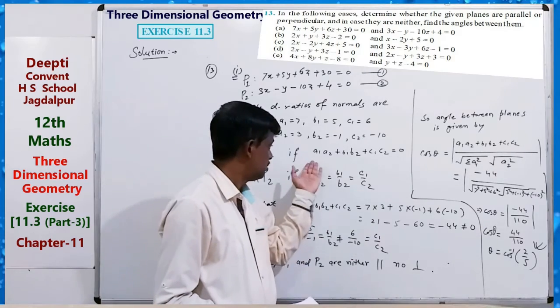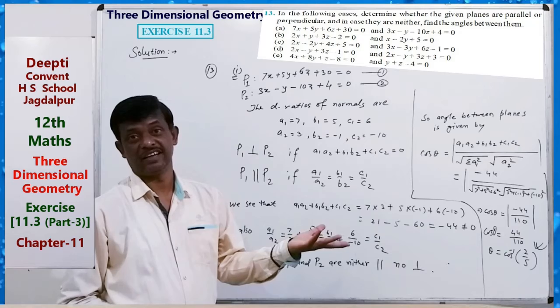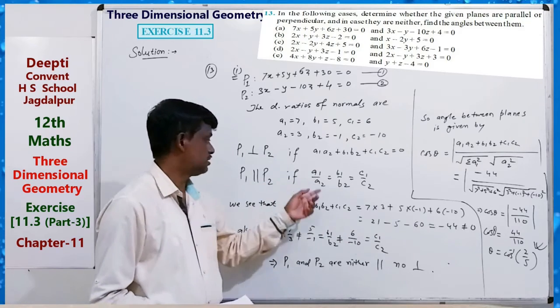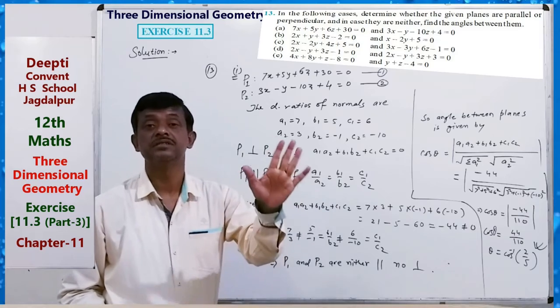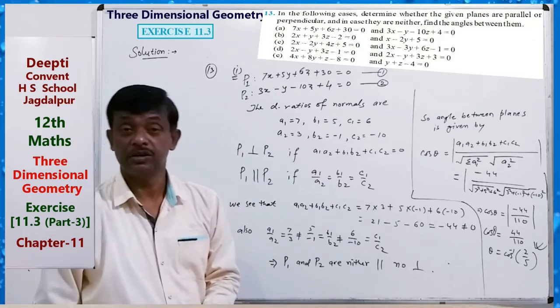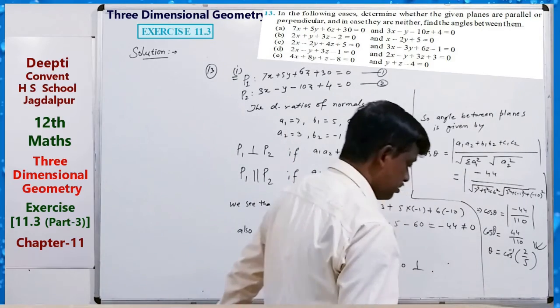If you get this, then the planes are perpendicular, with a 90 degree angle between them. If you get this, then the planes are parallel, meaning the angle between them is 0 degree. So you can decide. Okay, do it in your copy, all the remaining 4 questions. Very simple.